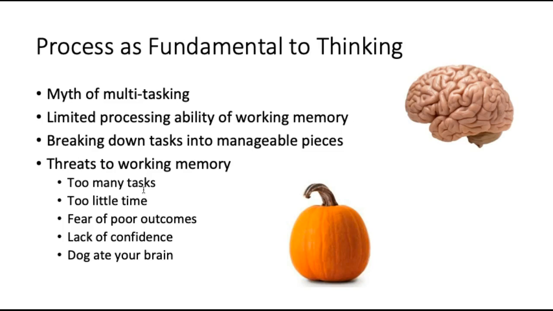And how you can do too many things at once is to leave too little time. So give yourself time and get the early stages done. You're going to find the later stages going okay. Having fear of a poor outcome, that's anxiety. It's an emotional issue. It actually takes up working memory space.